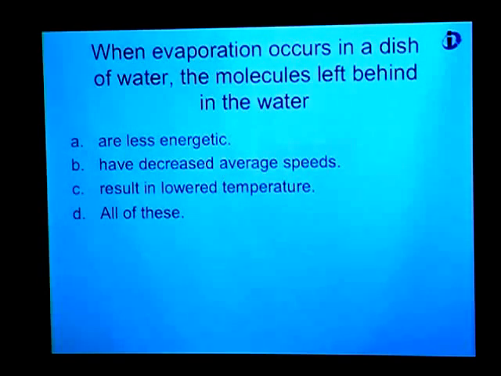This was good. Some of your initial questions might help jog your memory of what this answer should be. When evaporation occurs in a dish of water, the molecules left behind in the water are what?